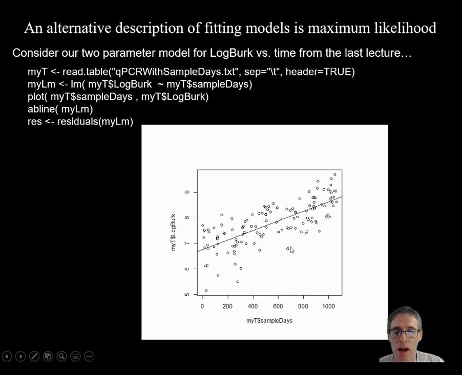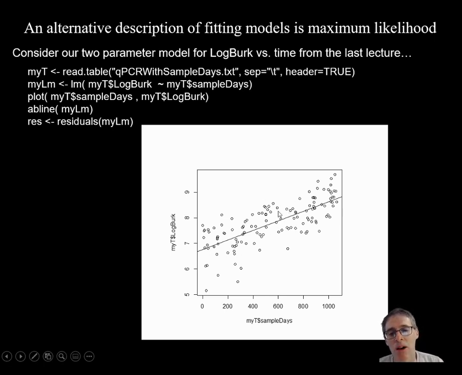So here we have a linear model. This is from the qPCR data set that we've seen in the previous lectures. And here we're looking at the Burkholderia pathogen. So this was the one that was more linear. And as before, we have our time here and our pathogen load on the y-axis. And we have our model.